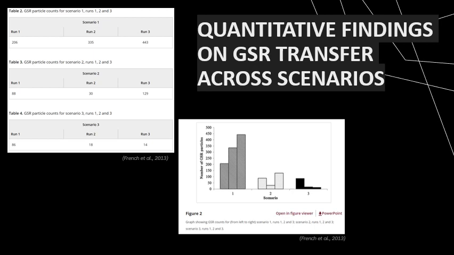And this was indicative across the results, as shown by French and others in their study when they did the 3 different scenarios. Obviously, the highest gunshot residue present is going to be on the person and the weapon from which it was directly fired. Okay.